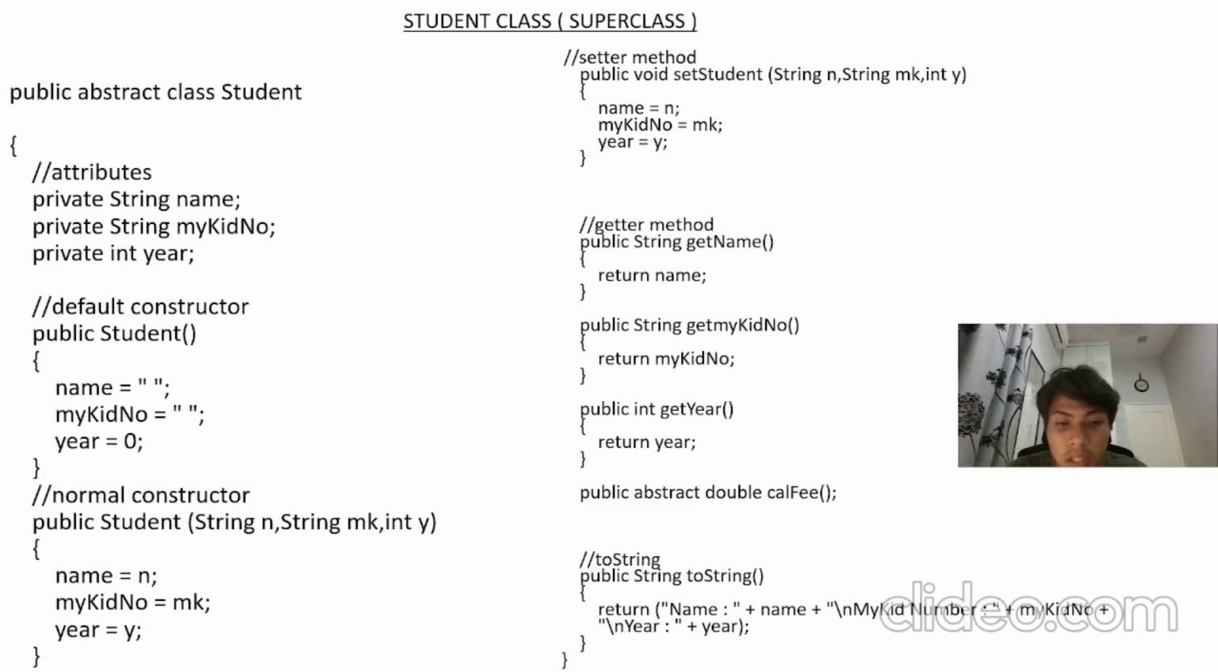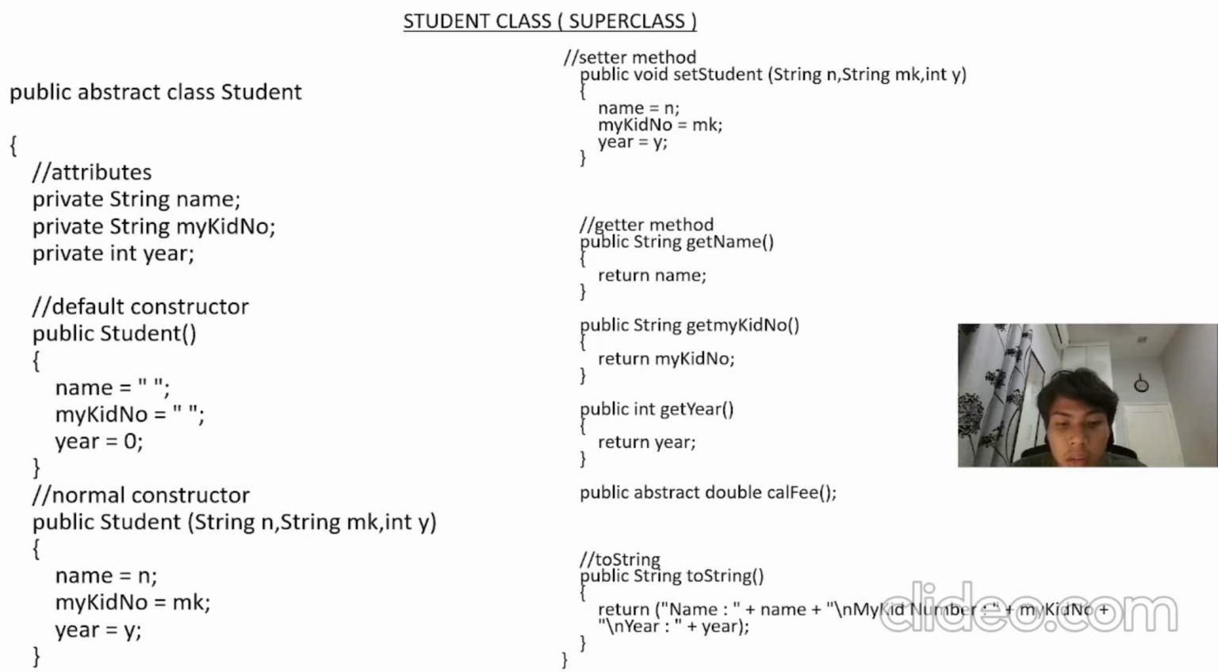In this coding, it provides two constructors, which are the default constructor and the normal constructor. The default constructor sets all attributes to default values, while the normal constructor takes the parameters, which are name, MyKid number, and year, and initializes the attributes with those values. There is also a set method named setStudent that allows you to set the attribute values after the object is instantiated. The class also provides getter methods, which are getName, getMyKidNumber, and getYear, to retrieve the attribute values.